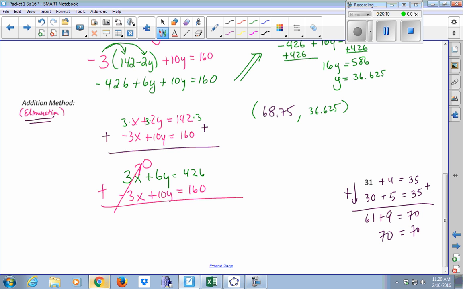And now I get 16y. And my right side is 586. And now when I divide both sides by 16, I get what? 36.625. Oh, good, great. It's the same thing. It better be. Both of these methods are supposed to come out with the same answer. And then you would go back and plug this into an original equation, and you would get 68.75 for x as well.